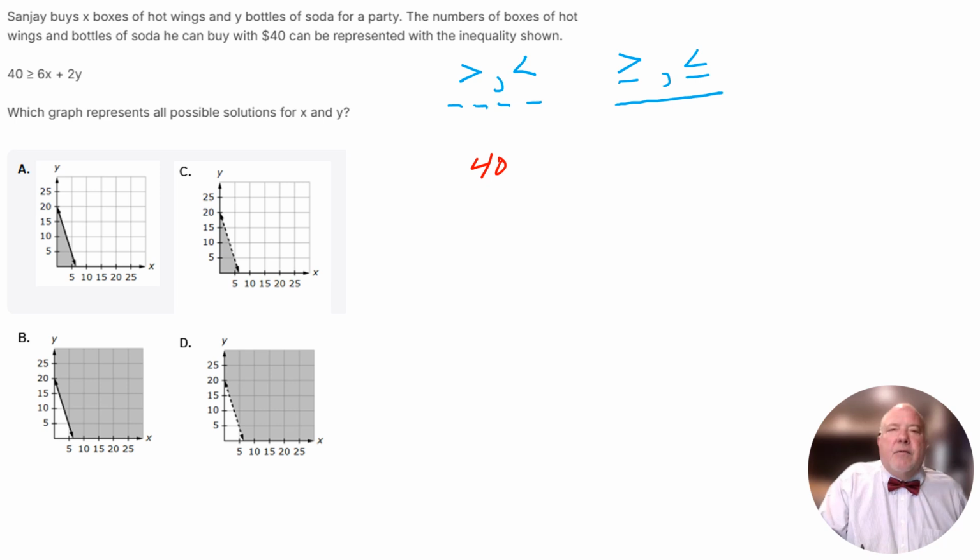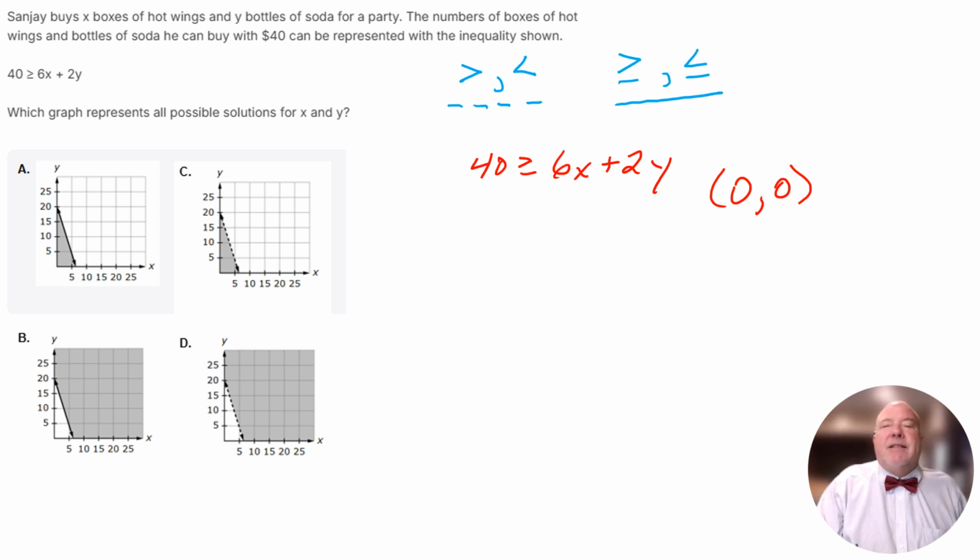So I'm going to take the inequality. So let me write it down real quick. 40 is greater than or equal to 6x plus 2y. And I'm going to plug in the point 0, 0. And I'm looking to see, does 0, 0 work or not? If 0, 0 works, then that means I want to shade on the side of the line where 0, 0 is. If it doesn't work, I want to shade on the other side. So I'm going to plug in 0 for x. So this is an x value, this is a y value, and 0 for y.